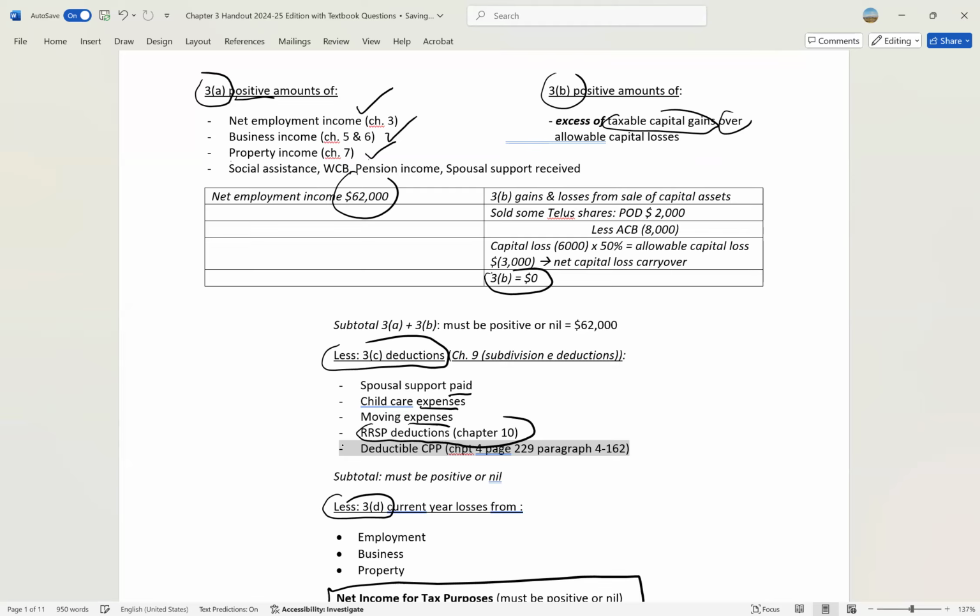And there's also this relatively new deduction called deductible CPP. Now we're going to see that next chapter, so I'll sort of leave that until chapter 4. But these are deductions we can take if we incur them to bring down our net income. So let's say for this example, this individual paid spousal support of $10,000. So we have 62,000 minus 10,000. The subtotal going into 3D is now going to be $52,000.